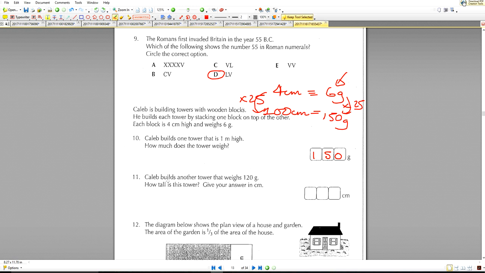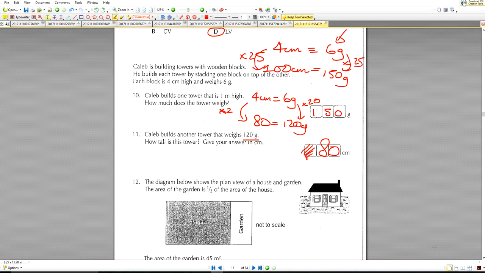Question number 11. Caleb builds another tower that weighs 120 grams. How tall is this tower? So we know that 4 centimeters is worth 6 grams in equivalence. Now, how did the 6 become 120? Because that's our question. So 6 to 120. 6 times by 2 will give you 12. Times by 20 will give you 120. What we do on the right, we do on the left. So 4 times by 20. That will give you 80. So the answer here is 80 centimeters. Even though they give you extra block, don't ignore that. That's not your problem.